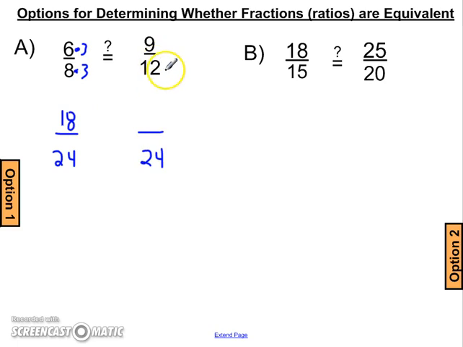Okay. 12 times 2 is 24. So the same factor, I have to multiply by that same factor of 2. 9 times 2 is 18. And you'll notice, yep, equal. So 6/8 is equal to 9/12. Okay, so that is one way that you can compare your ratios, your fractions.